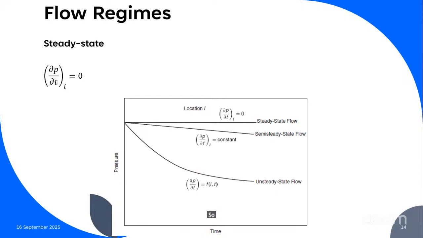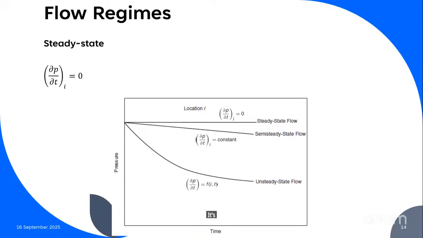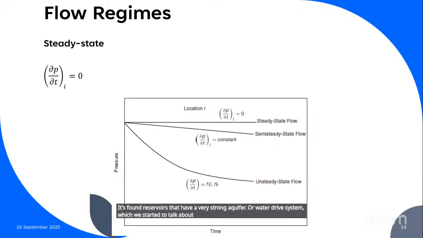So this steady state flow is very good, but it's not common, because it's found in reservoirs that have a very strong aquifer or water drive system, which we started to talk about. The driving mechanism is important.